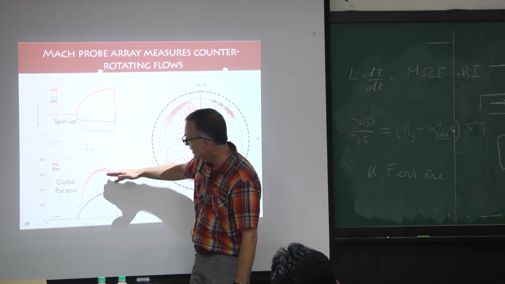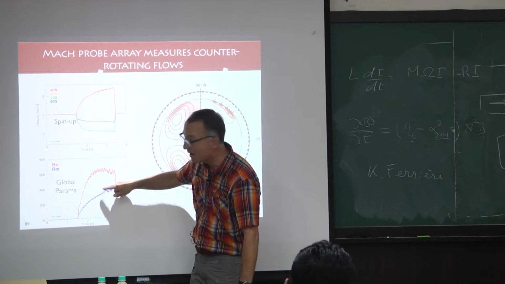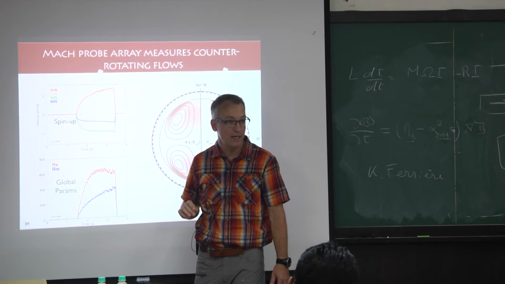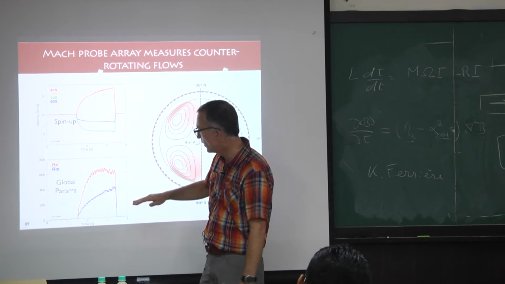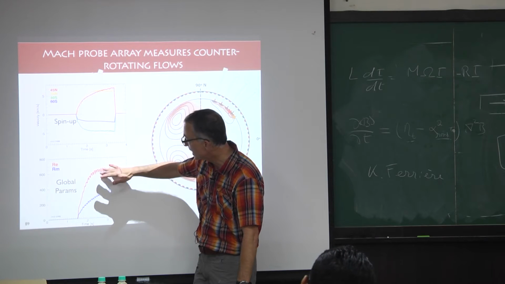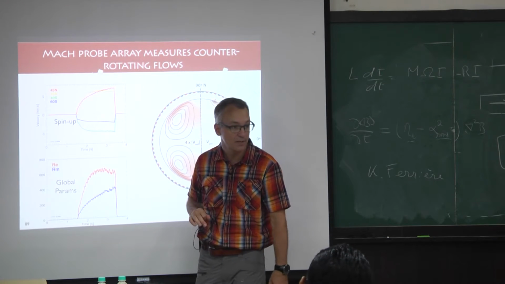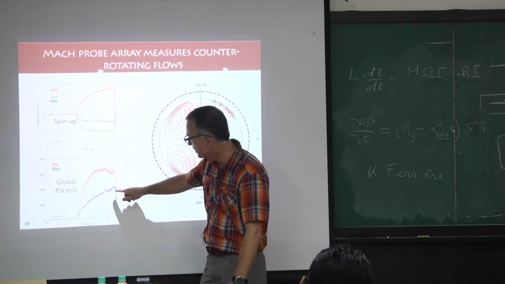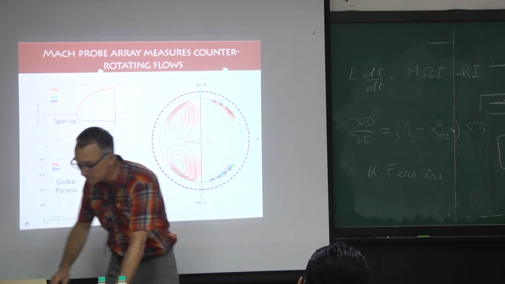And this corresponds to parameters like I was showing you at the beginning. Fluid Reynolds numbers, which are, in this case, a little bit higher even than the magnetic Reynolds number, which is about 400 in this case. Okay?